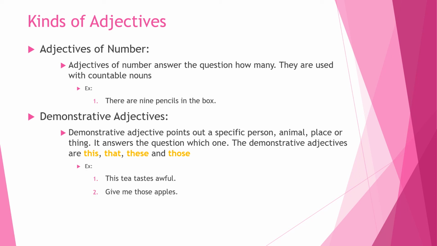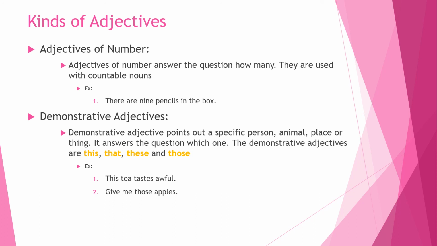In the example given below, this tea tastes awful. In this sentence, we are pointing to a specific tea which is in front of us, that is this. So, this is a demonstrative adjective in the sentence. In the next example, give me those apples. We are pointing to specific apples, that is those apples. So in this sentence, those is a demonstrative adjective.